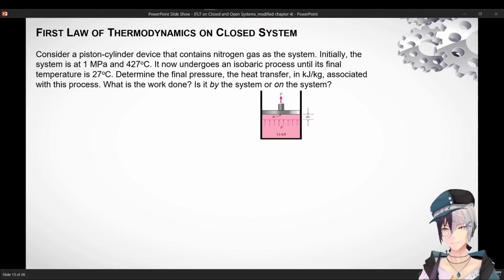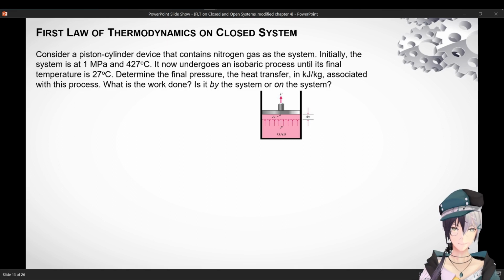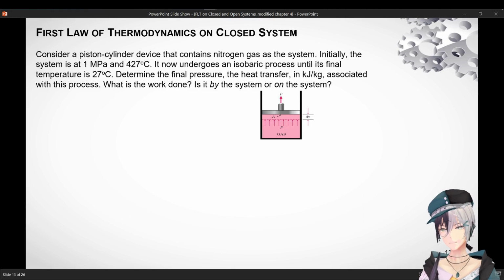Let's consider a piston cylinder device that contains nitrogen as the system. Initial pressure is 1 megapascal and the temperature is 427 degrees C. It undergoes an isobaric process. So again, what is isobaric? Constant pressure. So a constant pressure process until its final temperature is 27 degrees C. Determine the final pressure, the heat transfer, so that will be Q.